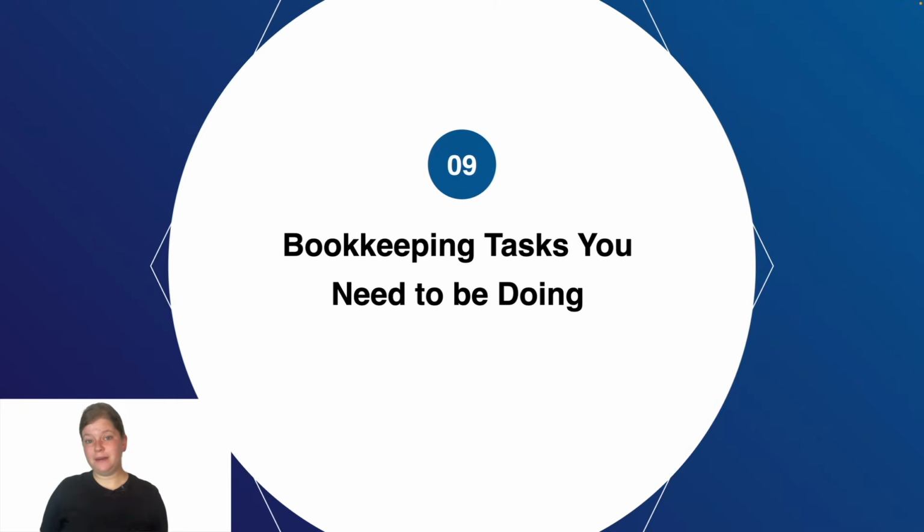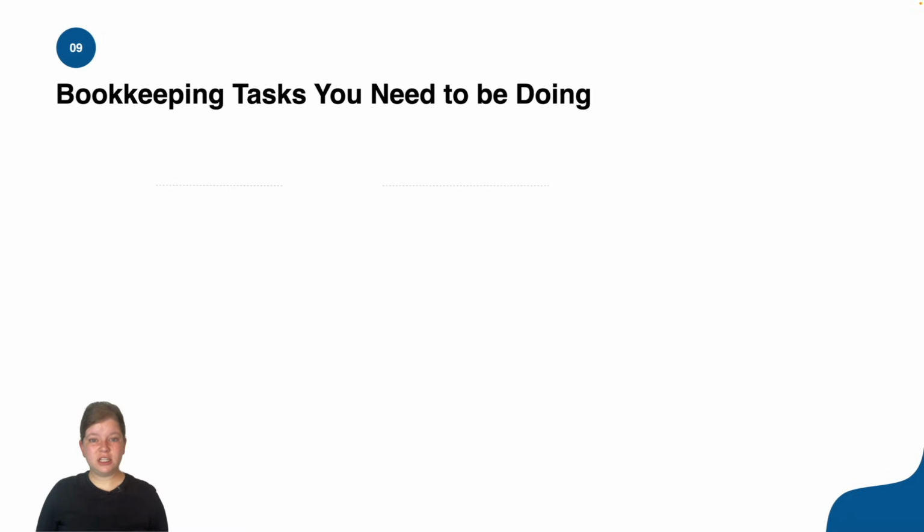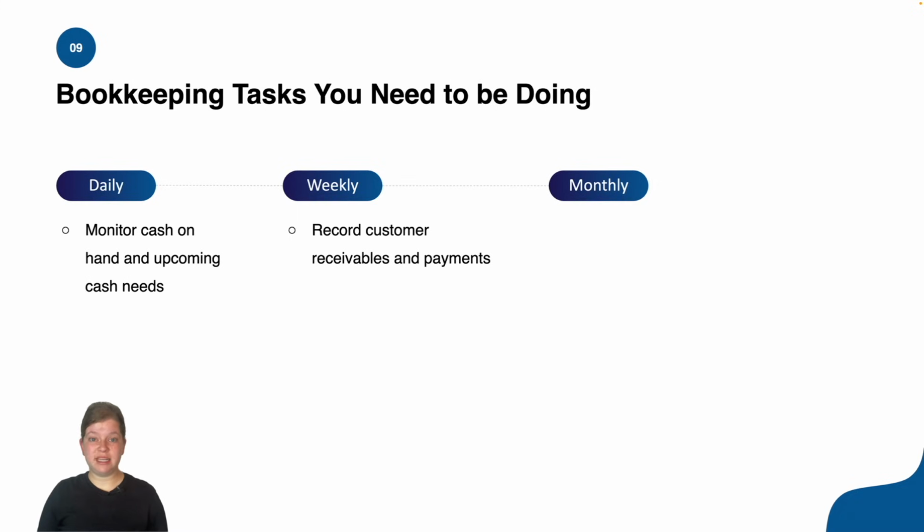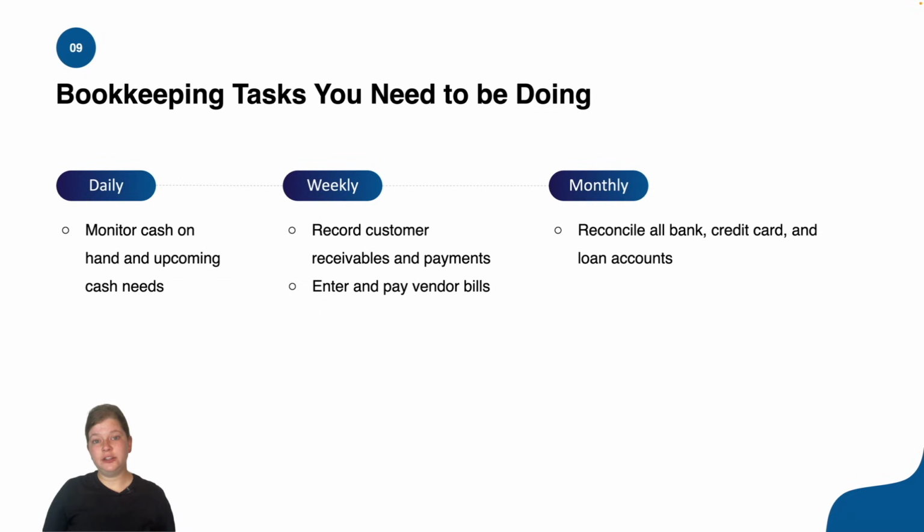Okay, now what bookkeeping tasks do you actually need to be doing? So let's give you a little breakdown here. There are daily, weekly, and monthly tasks that need to be completed. Daily, you're going to want to monitor your cash on hand and your upcoming cash needs. On a weekly basis, you're going to record your customer receivables and payments, as well as enter and pay vendor bills. Then on a monthly basis, you're going to want to reconcile all your bank, credit card, and loan accounts.